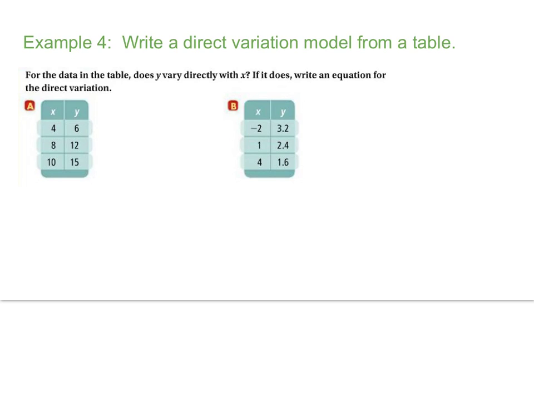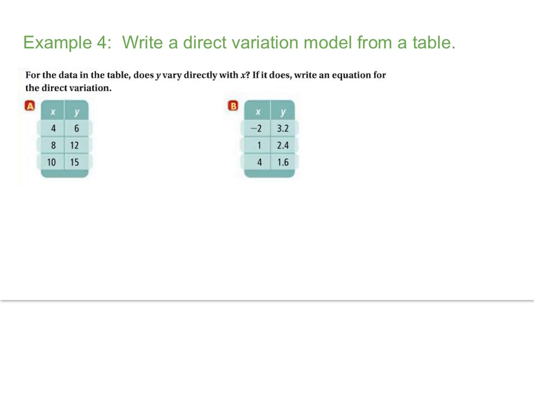Speaking of that being important, let's take a look at example 4. Write a direct variation model from a table. For the data in the table, does y vary directly with x? If it does, write an equation for the direct variation. Now the thing is, we'll know it's direct variation if the ratio is constant for each ordered pair.